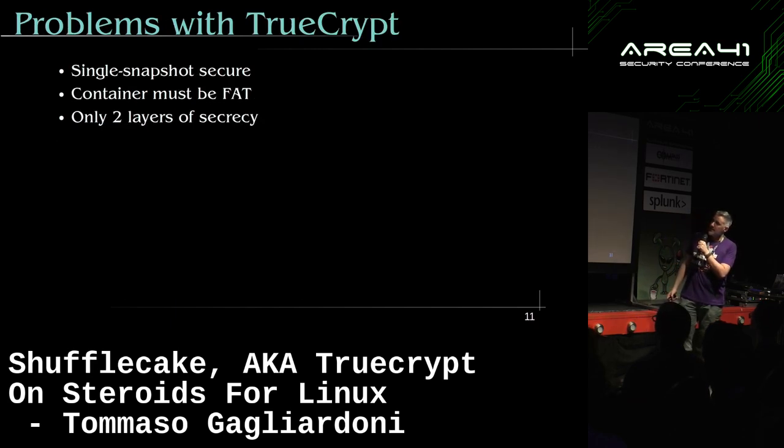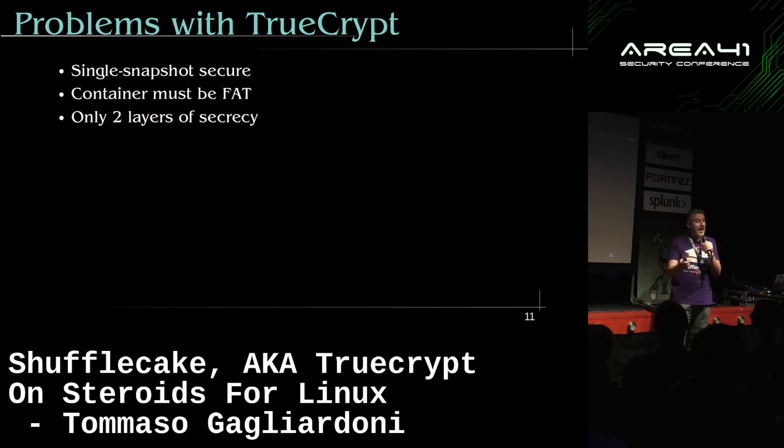All right. That said, TrueCrypt comes with problems. These problems have been there since the beginning, and they are still unaddressed nowadays. First of all, TrueCrypt is single snapshot secure. What does it mean? I can answer more questions about it later, but basically the idea is that if the adversary gets your decoy data, so he asks you for your password, you give him the decoy password, he gets a snapshot of your disk. And if the adversary can do it at many different points in time, this can leak the information that you have some hidden data that you didn't reveal.